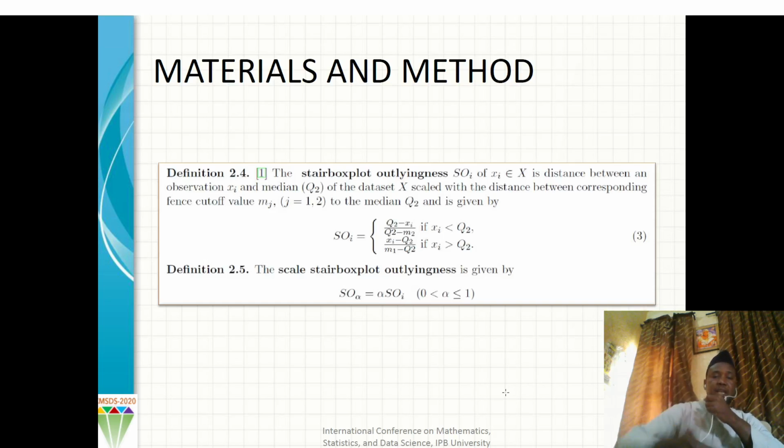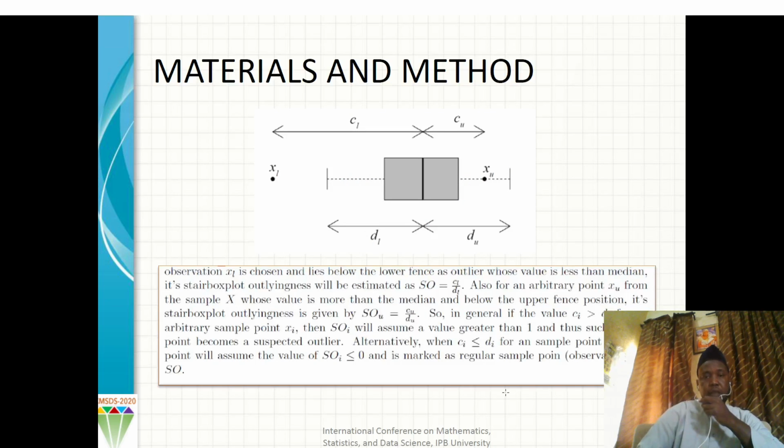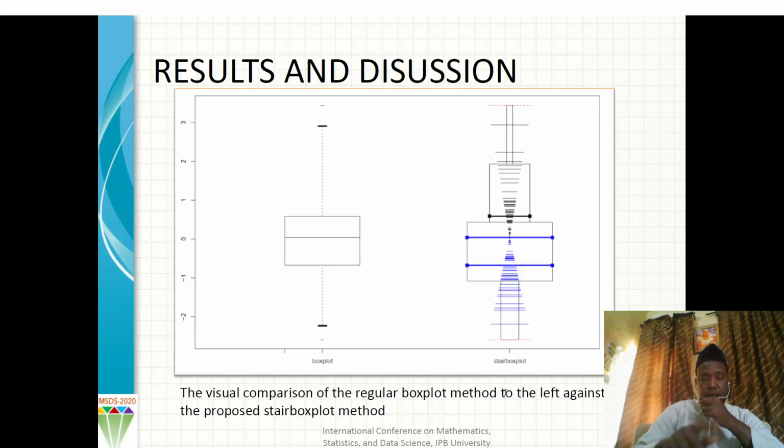Sometimes if we come to the batch display of the box plot, we see that there is a problem. So we need this scale to adjust that kind of problem. So we have a description of how we estimate the stair outlineness here in this page using that image. Here is the result of our work.